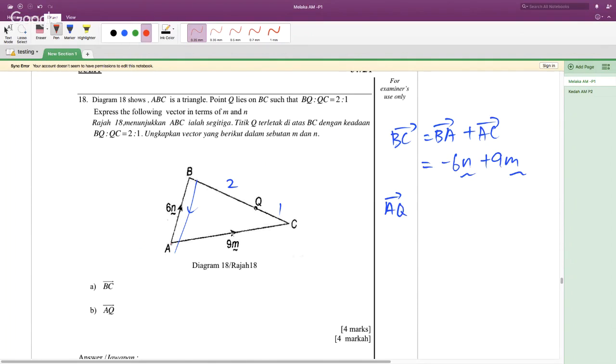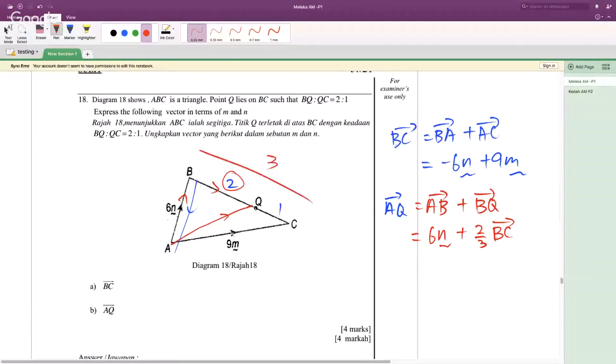From A to Q, I will use AB plus BQ. I will go from this direction and this direction to get my AQ. So A to B is very easy, it's 6N. Plus BQ is not so easy. You have to understand BQ is equal to 2 over 3 of BC, because BQ takes 2 parts out of 3. So if the whole thing is 3, BQ takes 2 parts. This is the reason why it's equal to 2 over 3 of BC. And we have the BC on the top here.